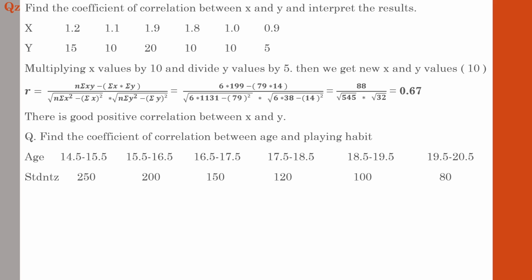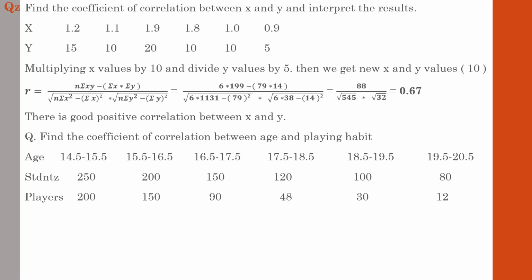Another is total number of students that comes under the class. This is known as students. That means total number of students. For conserving the space only, I have shortened the word like that. So total number of students for each age category is given, and players also. Players means regular players that comes under that category.